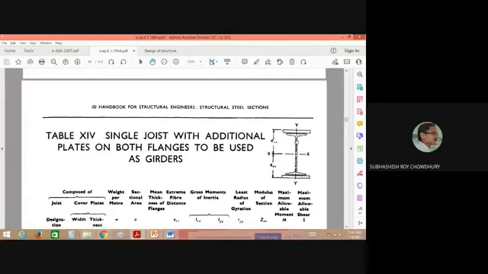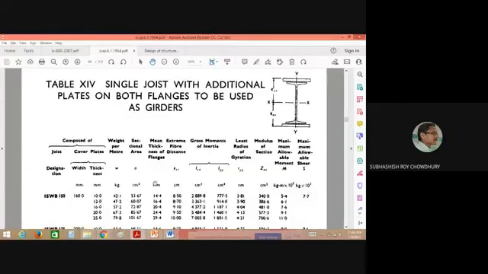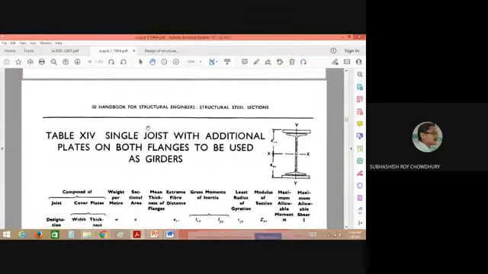This is the I section. Actually, I am sharing this book because if I want to draw this, it will take time. But some of the pictures are there in the handbook. From this handbook, you will get not only the idea of the shape of the section, but also the different properties given for those sections. So this is a single joist with additional plates on both flanges, to be used as a girder.